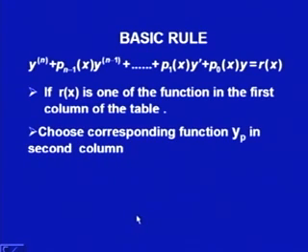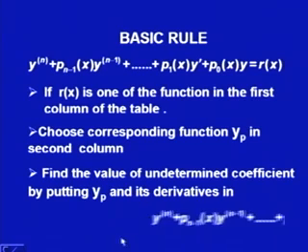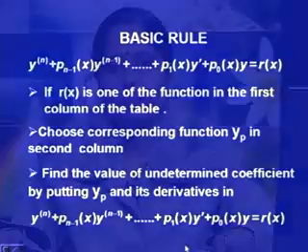That is my basic rule: find the value of the undetermined coefficients by putting y_p and its derivatives in the given equation. Now, it may happen that when we are choosing this y_p, the choice of y_p is already in the solution of the homogeneous equation, that is, the corresponding homogeneous equation of this equation.